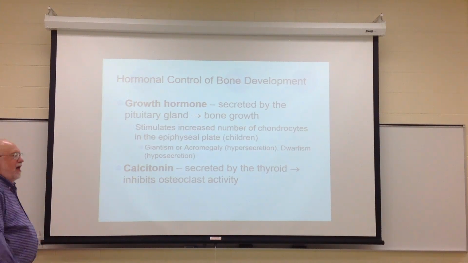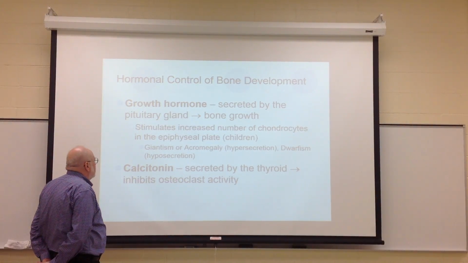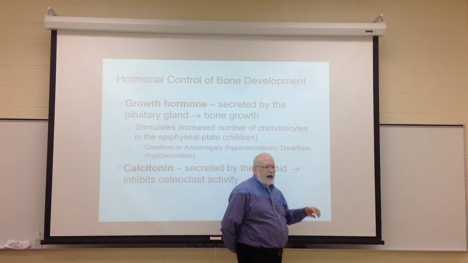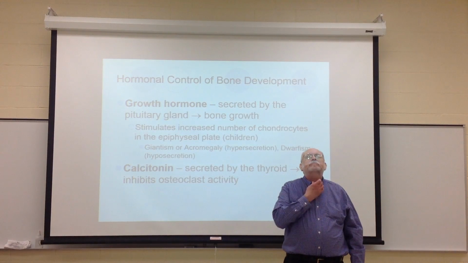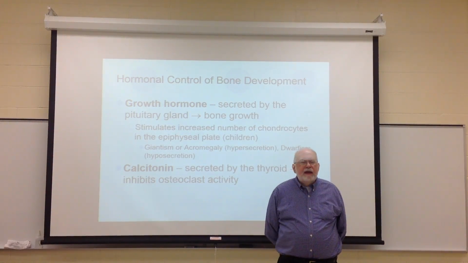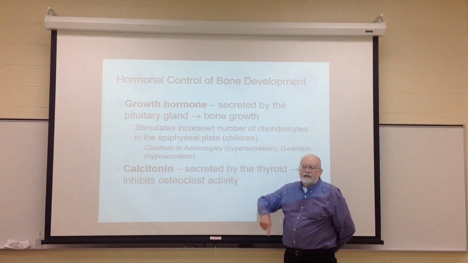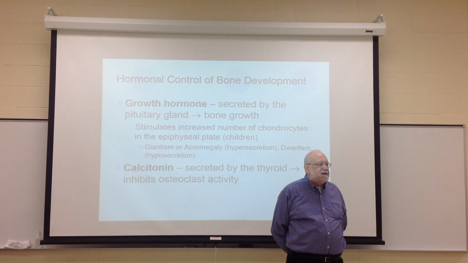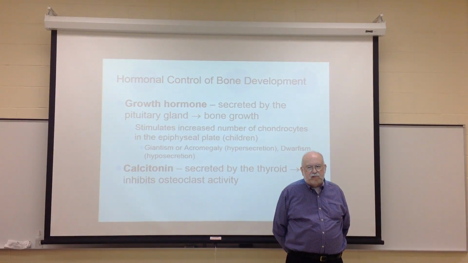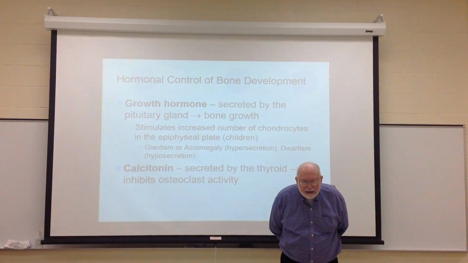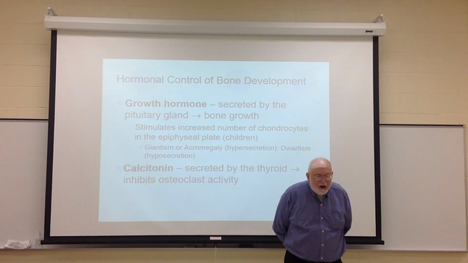calcitonin. That is a calcium-regulating hormone secreted by the thyroid. Where do you find the thyroid? Right here in your neck. Now, elevated levels of calcitonin, what do they do? They inhibit osteoclast activity. What do osteoclasts normally do? Remove bone, right? All right.